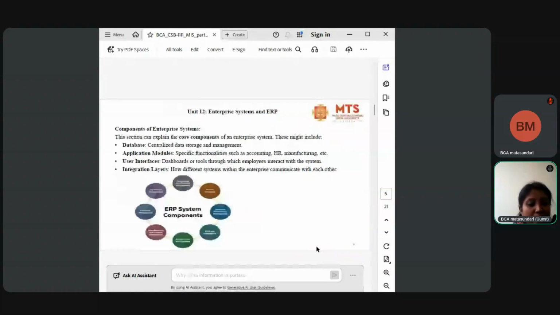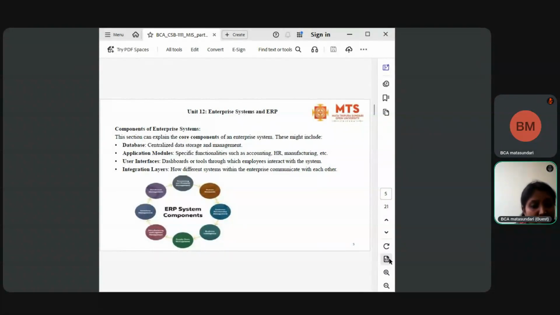Okay, so go to the next slide, that is the components of an enterprise system. This section explains the core components of an enterprise system. This might include the database, that is centralized data storage and management, and application modules, that is specific functionalities such as accounting, manufacturing, etc., and user interfaces. In the user interface, dashboards are tools through which employees interact with the system, and the integration layer is how different systems within the enterprise communicate with each other. So these are the components of this ERP enterprise system. Now go to the next slide, that is e-business or e-commerce.